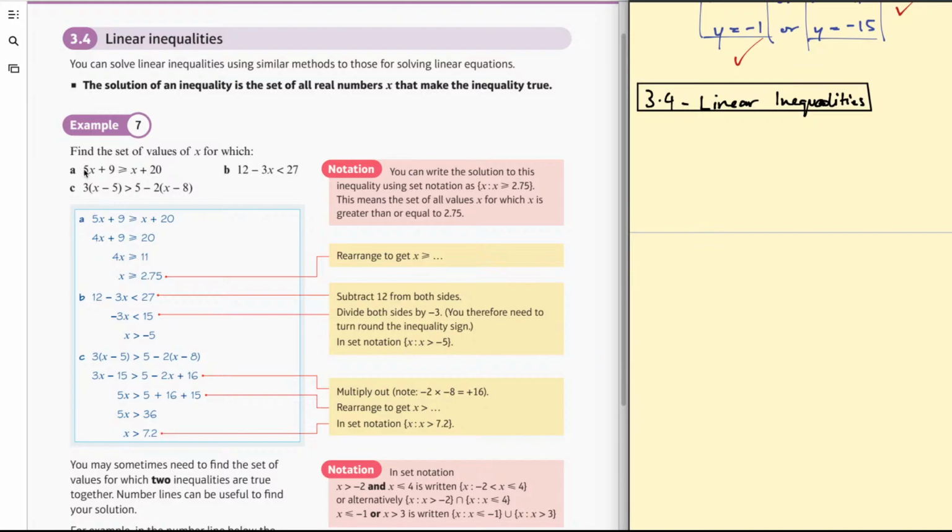Okay, so they give some examples. If we have 5x plus 9 greater than or equal to x plus 20, solving for x, you could subtract the x from the left-hand side, subtract the 9 from the right-hand side. We get 4x greater than or equal to 11, and then x greater than or equal to 2.75. Pretty straightforward stuff. And even if you have brackets, just expand the brackets, simplify, and you'll be fine there.